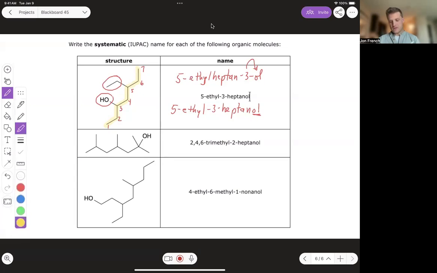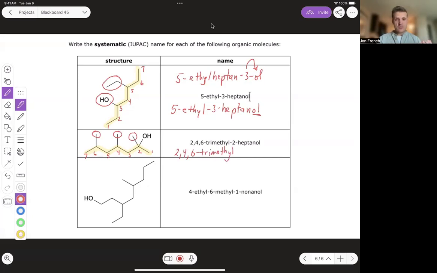All right, again, we want to find the longest continuous carbon chain that contains our alcohol. Putting that all together, we want to number it from the right, because we want our alcohol to have the lowest number possible. So 1, 2, 3, 4, 5, 6, and 7. Again, I agree with the name that's presented, because we have a methyl group on the second, the fourth, and the sixth position. So I would say 2, 4, 6-trimethyl. 7 carbons is heptane, and our alcohol's on the second carbon.